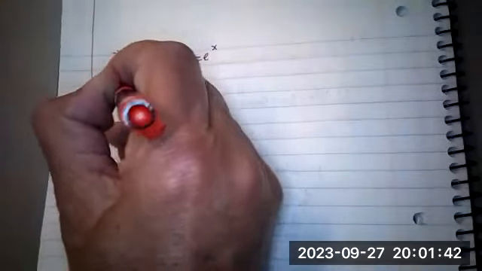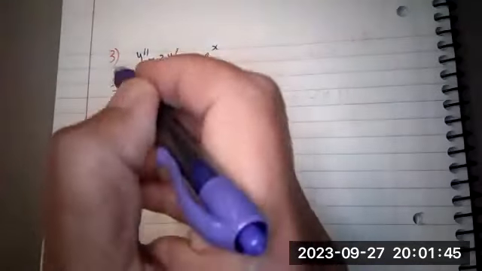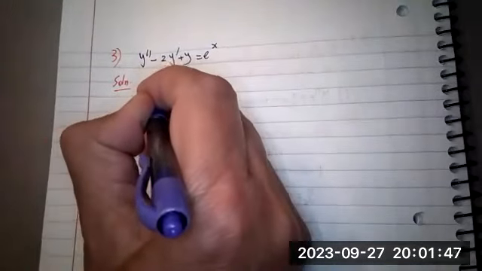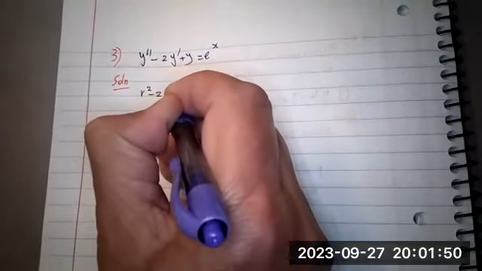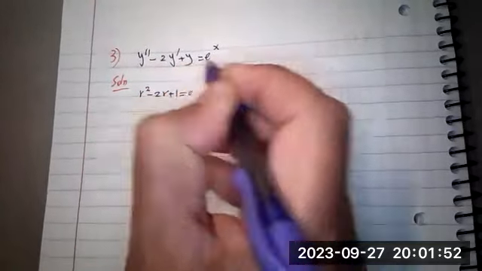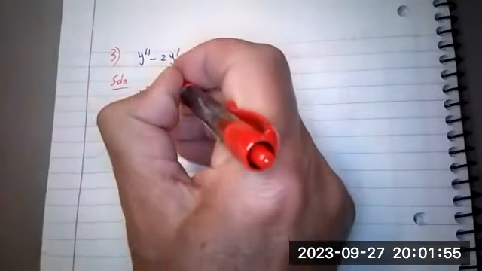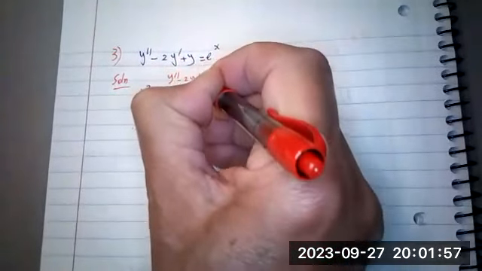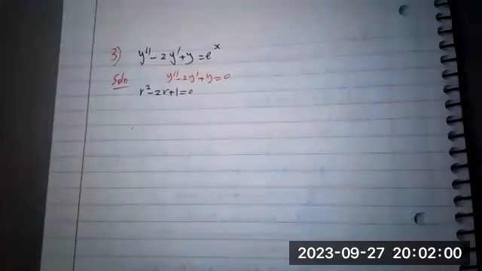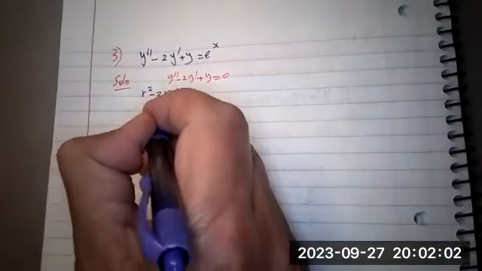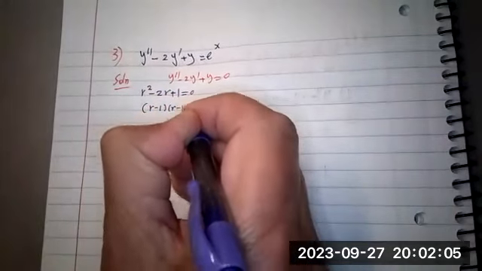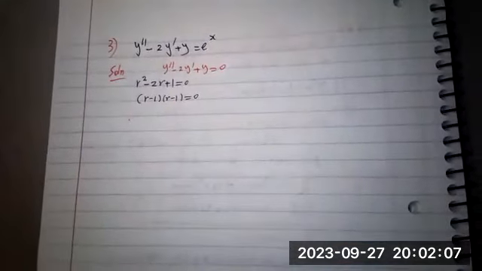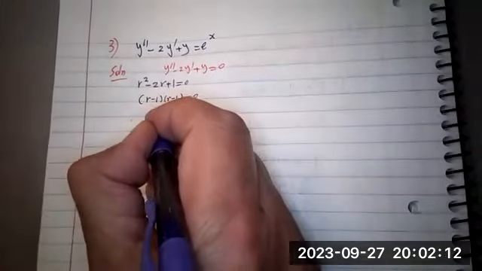Solution. Characteristic equation: r squared minus 2r plus 1 equal to 0. Of course, we are solving this one. That's easy. It's r minus 1 times r minus 1 equal to 0. So we get the repeated solution, r equal to 1, 1.